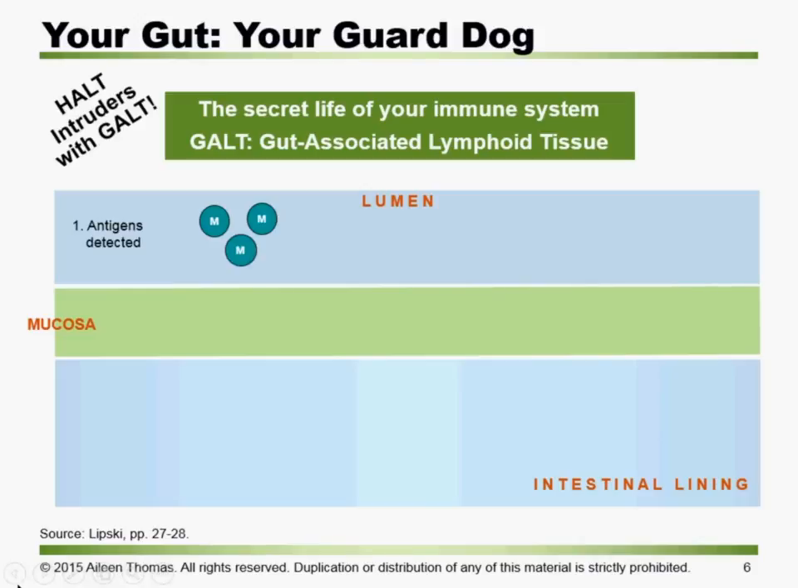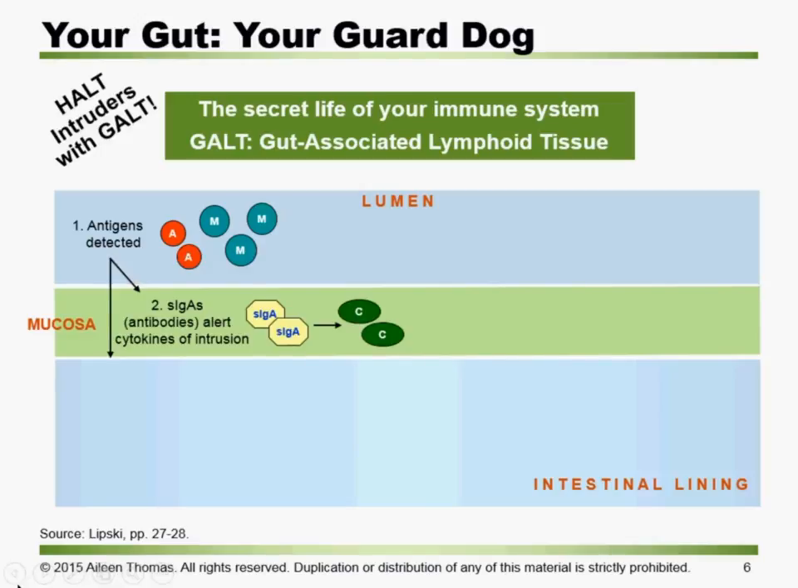Say your gut has just processed some chyme, and these little things called M cells detect some antigens, which is the technical term for foreign invaders or toxins. From there, two things happen. First, this triggers an immune response where antibodies alert cytokines of the invasion, which start the inflammatory process.